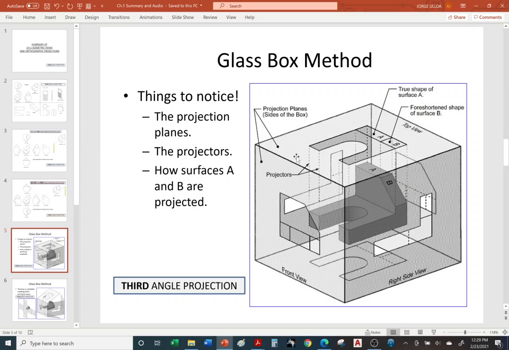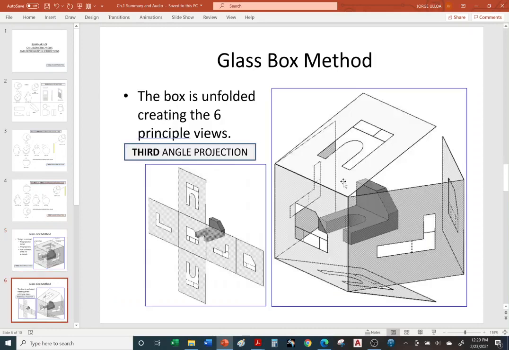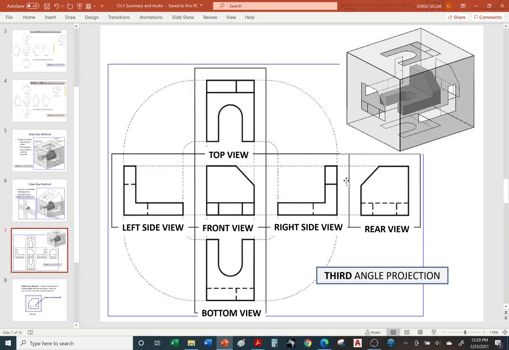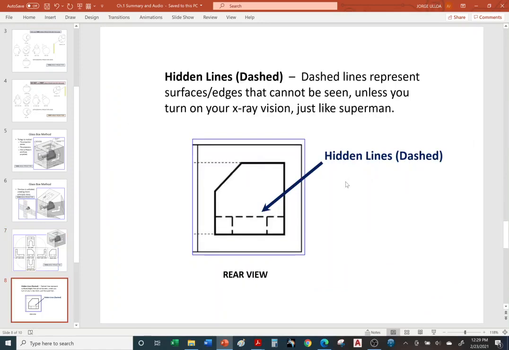Okay, so once again, third angle projection, the glass box: you project the views to each wall. You open up the box, right? The glass box, if you could open it, in third angle projection. And these are the views that it would generate. Again, third angle projection. That's all we're using in this class. And once again, just to emphasize, when you see dashed lines, if you're standing on the rear view of this part, you will not be able to see this surface or this edge, nor the slot.